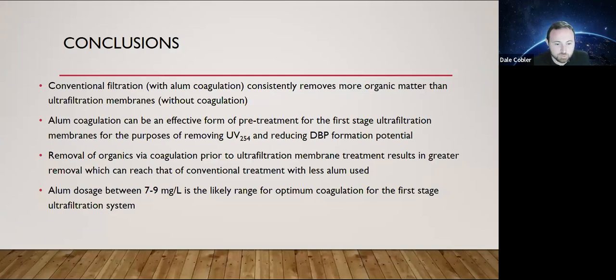UVA 254 sampling and analysis identified a consistent trend where the conventional treatment with alum coagulation removed more organics than the UF membranes do without alum coagulation. There's an opportunity to introduce alum coagulation pre-treatment to the first stage ultrafiltration membrane system with the goal of achieving similar organics removal to that of the conventional plant.